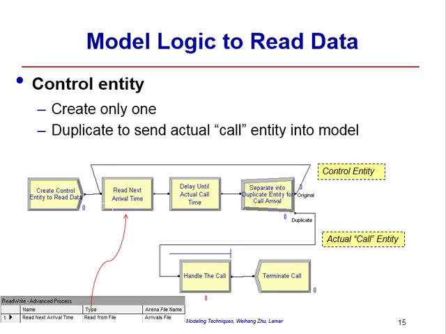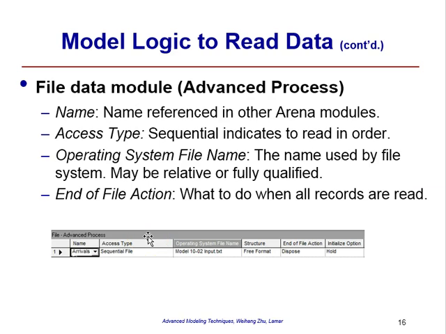In the model, we have a read-write module. This module is able to read from a file of different formats. Text file is one acceptable format. The text file explained in the previous slide is used here to supply the absolute arrival times of entities. The text file needs to be set up in the file module. It is listed as a sequential file.